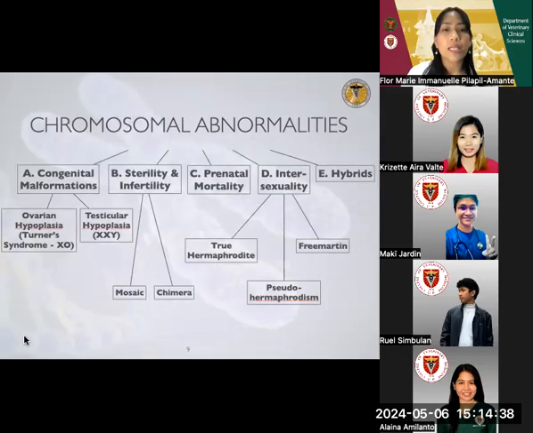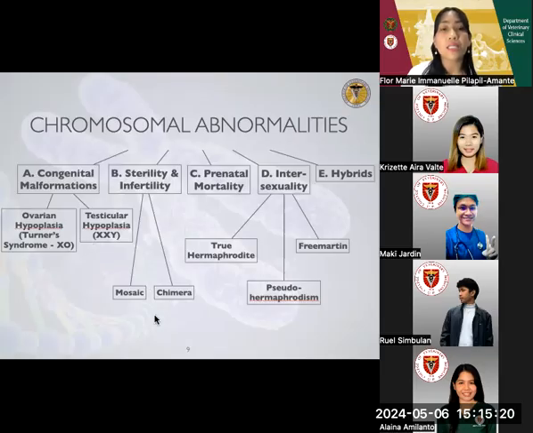Now we have these external manifestations of these chromosomal abnormalities. For congenital malformations, this can be explained by having ovarian hypoplasia in mares because of the Turner syndrome, or testicular hypoplasia. The normal is XY, but instead we have an additional X, XXY. So this affects the normal development of the testicles, leading to testicular hypoplasia because of that extra X chromosome.